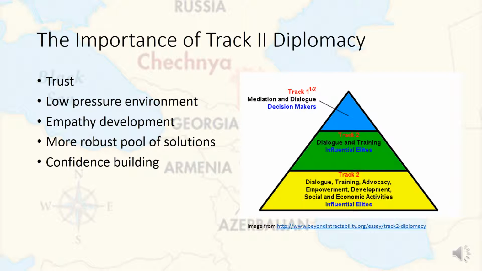In this simulation exercise, our focus was centered around Track 2 diplomacy, which varies from Track 1 in that its capacity ultimately allows for more dialogue between the feuding parties. There are several reasons why this has become such an effective means of conflict resolution. The first is trust.